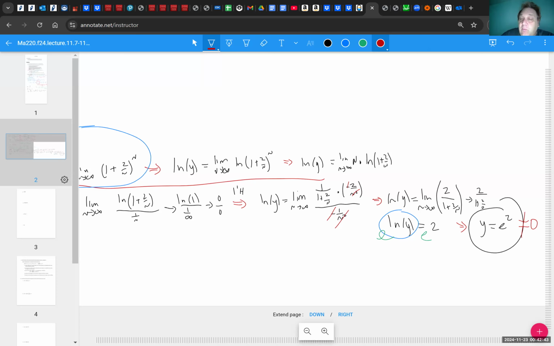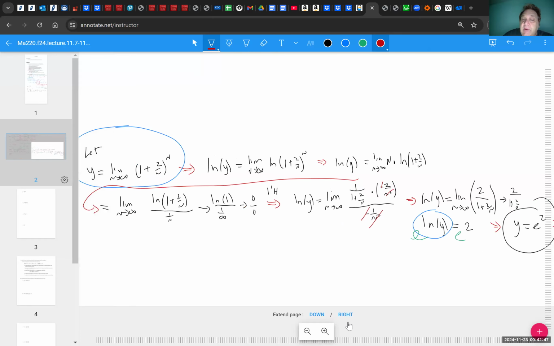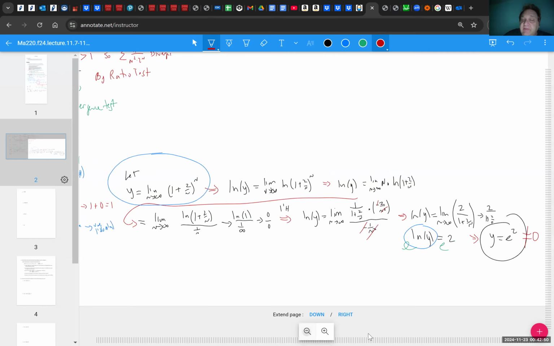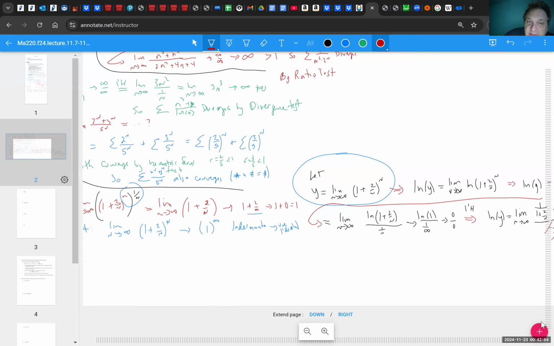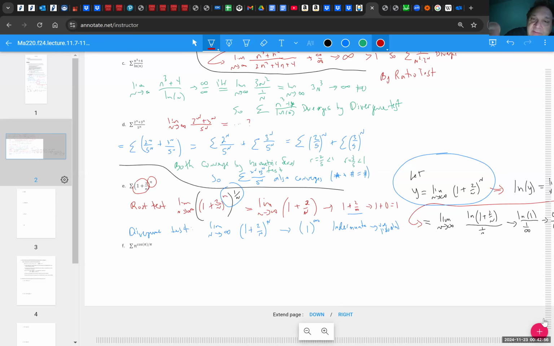So therefore, when you take the limit of the sequence and it doesn't equal 0, we know that the original series diverges. So our original series here, 1 plus 2 over n to the power of n, diverges by the divergence test.